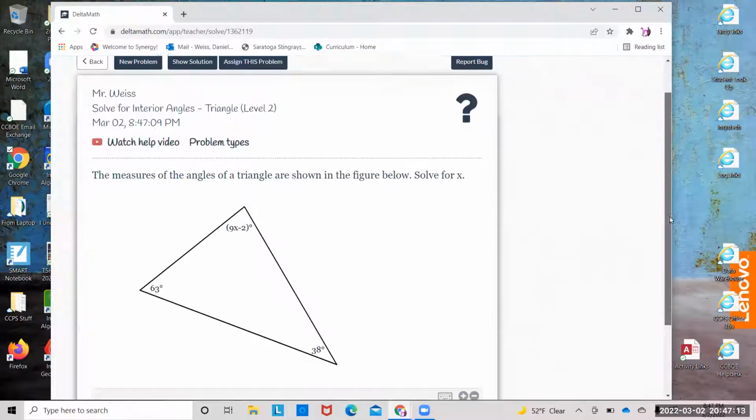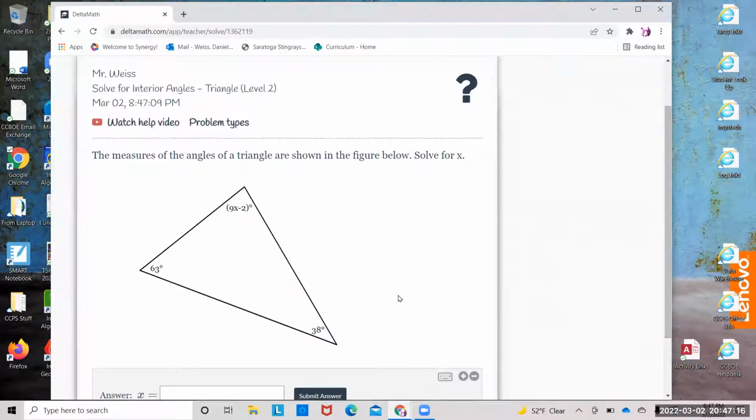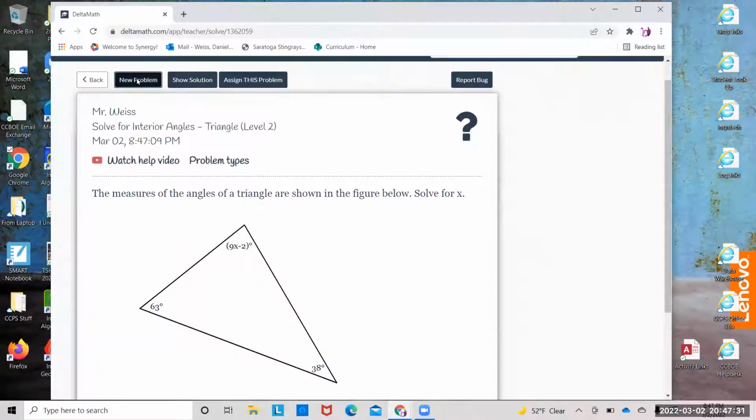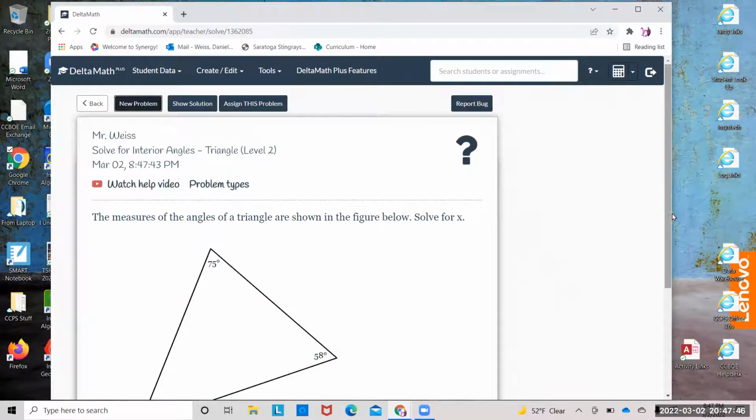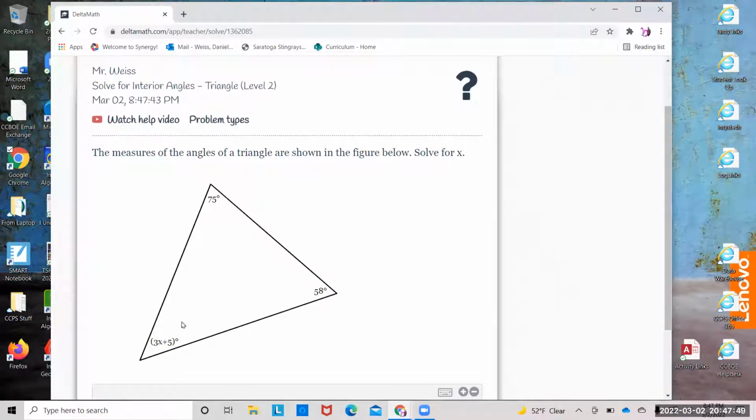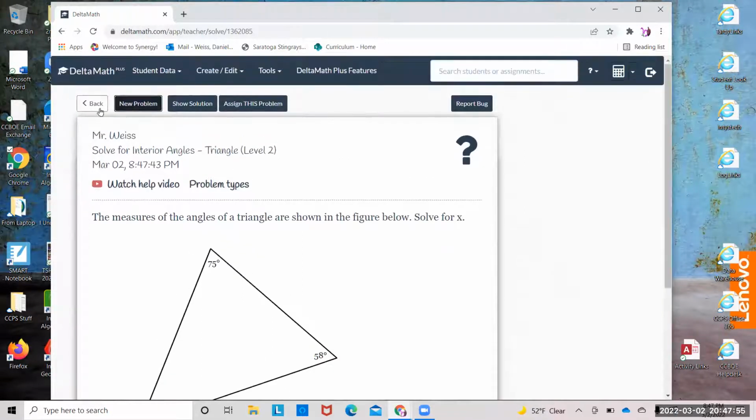So here, to solve for x, the three angles of a triangle add up to 180. So you got to do 63 plus 9x minus 2 plus 38 equals 180. Solve for x. Same thing. This is 90 degrees, right? 60 plus 90 plus 7x minus 12 equals 180. Solve for x. 75 plus 58 plus 3x plus 5 equals 180. Solve for x.